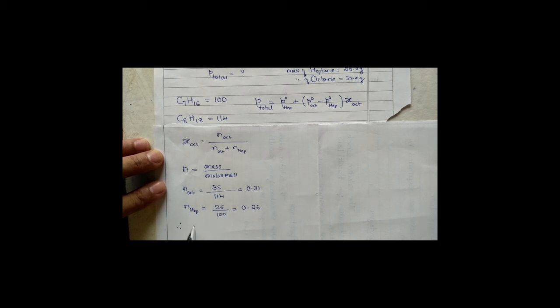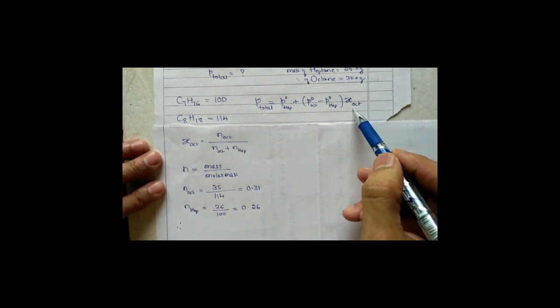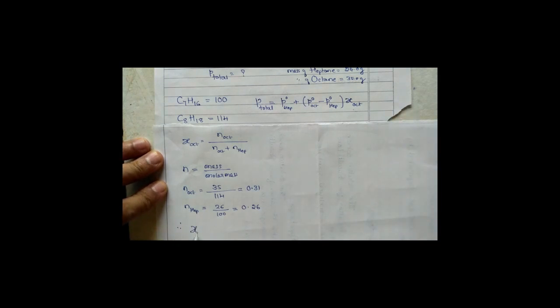We want the mole fraction of octane. So the mole fraction of octane equals the number of moles of octane, 0.31, divided by the total number of moles, 0.31 plus 0.26. So this equals 0.31 divided by 0.57.